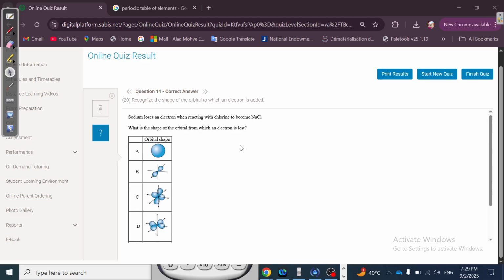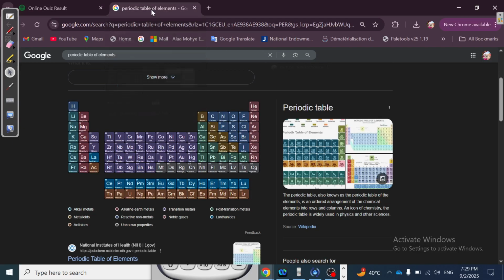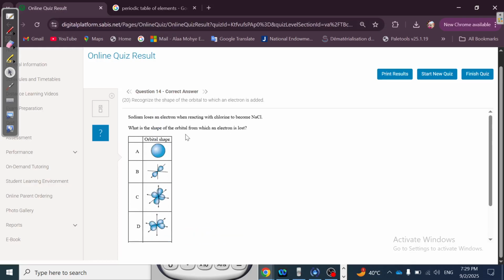Sodium loses one electron when reacting with chlorine to become NaCl. What is the shape of the orbital from which the electron is lost? We go to the periodic table of elements. That's step 1. Na has how much? 11 electrons. Okay.